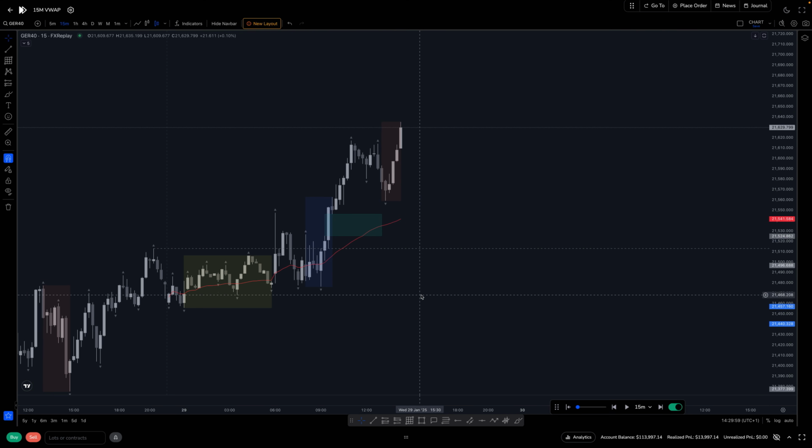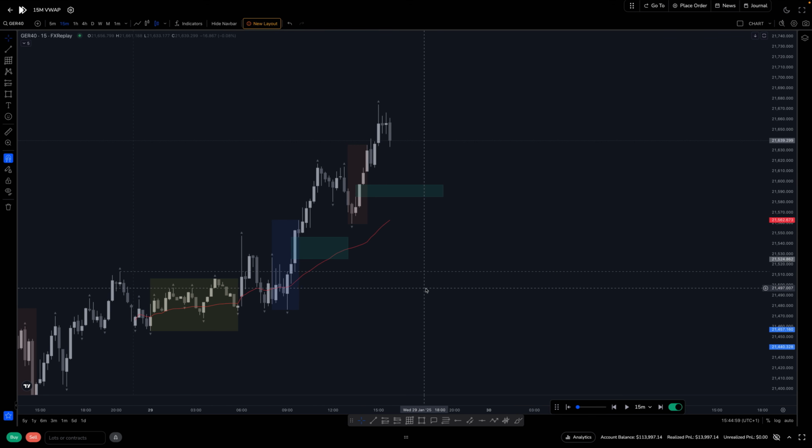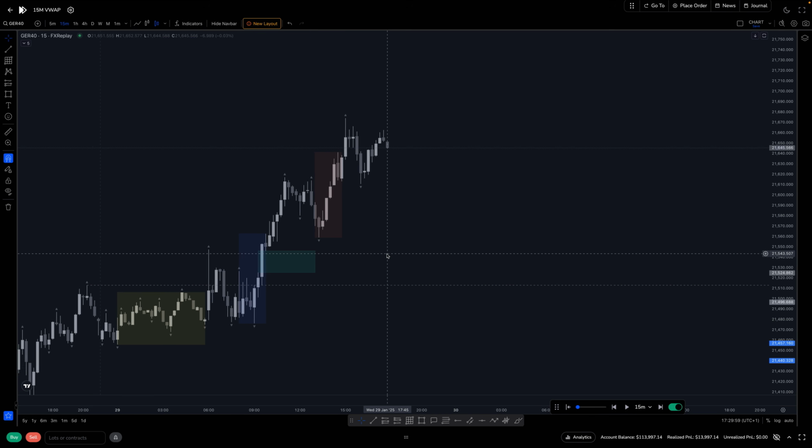And price just literally continues without us anyway. And then we're above the VWAP. There's a fair value gap here. That would have been valid as well. Yeah, so we would have got tagged on that anyway. It's unfortunate. Moving on to the next.